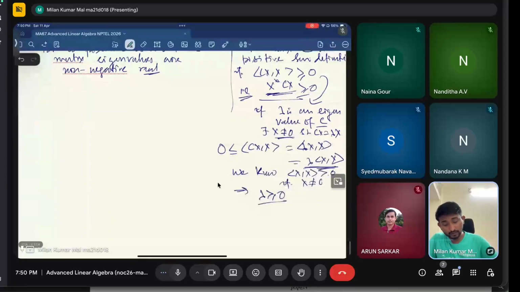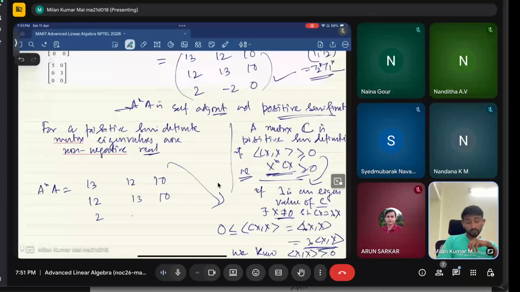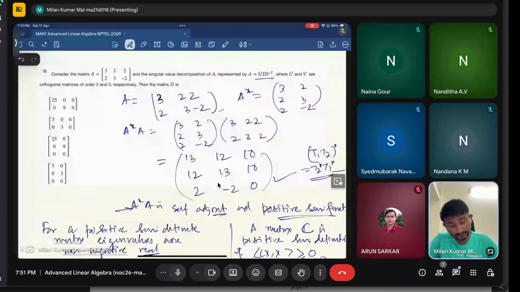So what are the eigenvalues? The eigenvalues of A star A is actually equal to 13, 12, 13. I just want to check once again, because if this is wrong, then this problem is also going to start here. So A star is the conjugate transpose, 3, 2, 2, 2, 3 minus 2, 3, 2, 2, 2, 3. I know there is a mistake always. That's what happened with me. Yeah, there is a mistake, so I have to check it once again.